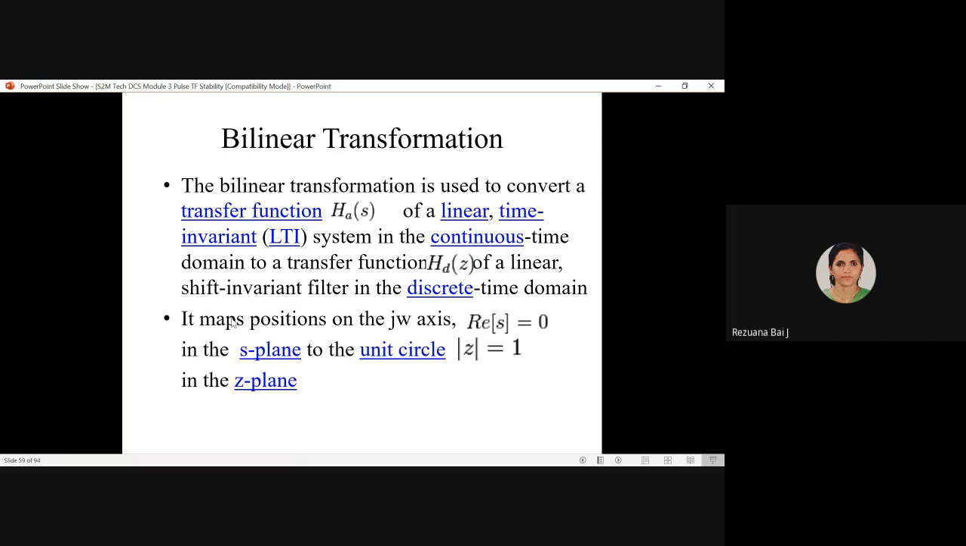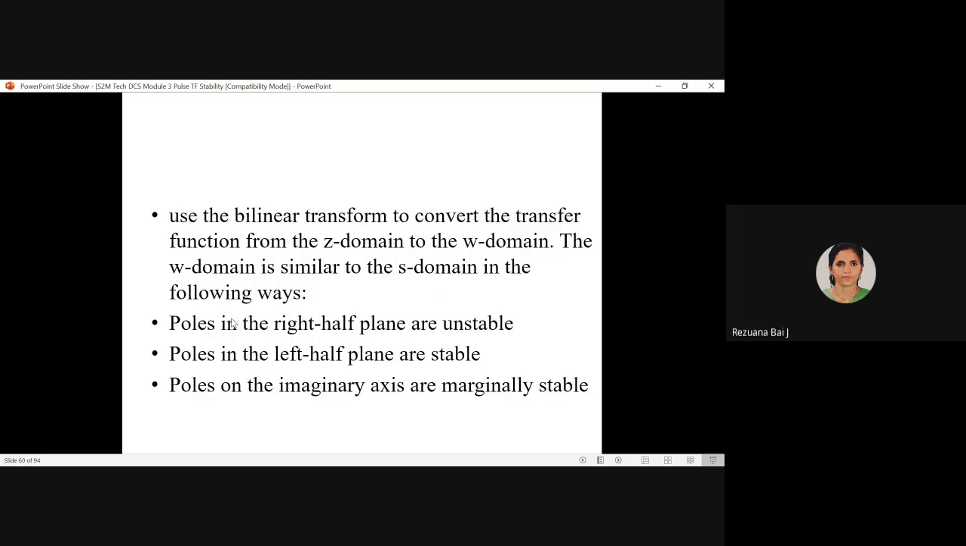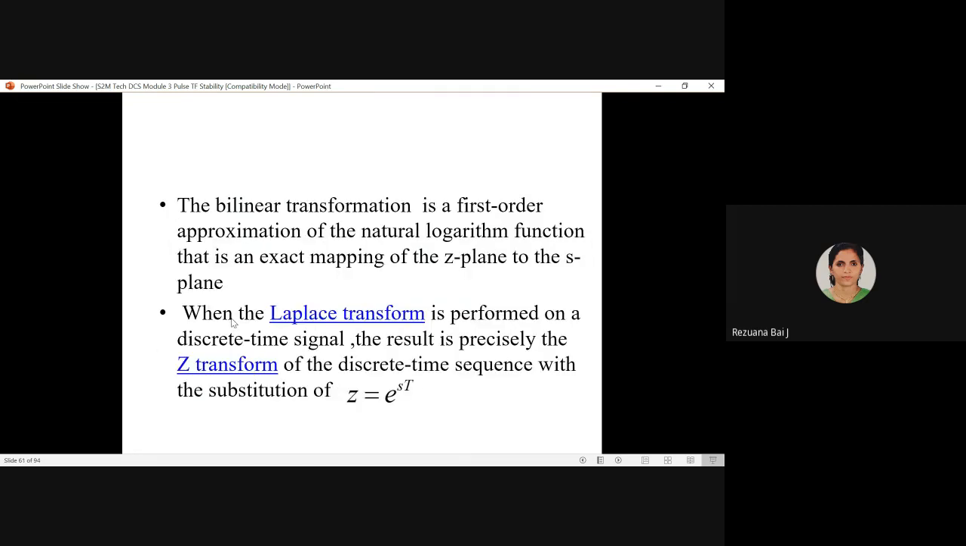Why the name bilinear? In bilinear transformation, we are only taking the first order approximation of this infinite series. That is what is written here. I have already mentioned the poles and the regions of stability of s. As you know, these slides are already uploaded, so it is very simple.